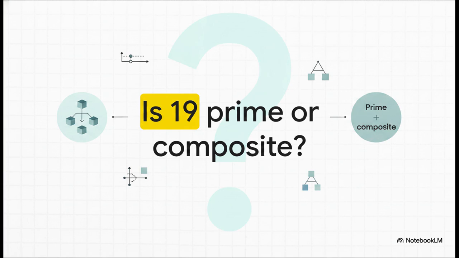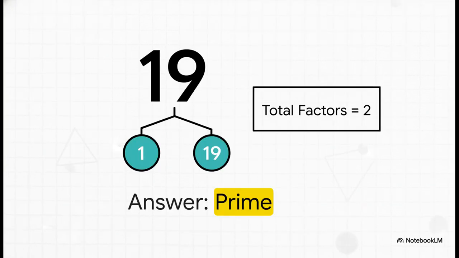Next up, let's analyze the number 19 using our factor counting rule. Take a quick second to mentally list any whole numbers that multiply together to give you 19. You probably found that your list was pretty short. Since it can only be divided evenly by 1 and itself, 19 possesses exactly 2 factors. Therefore, it is undoubtedly a prime number.